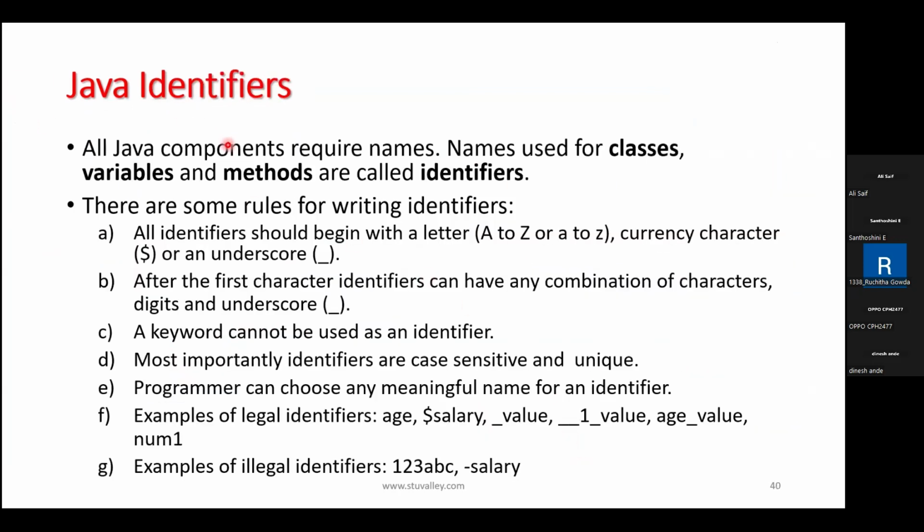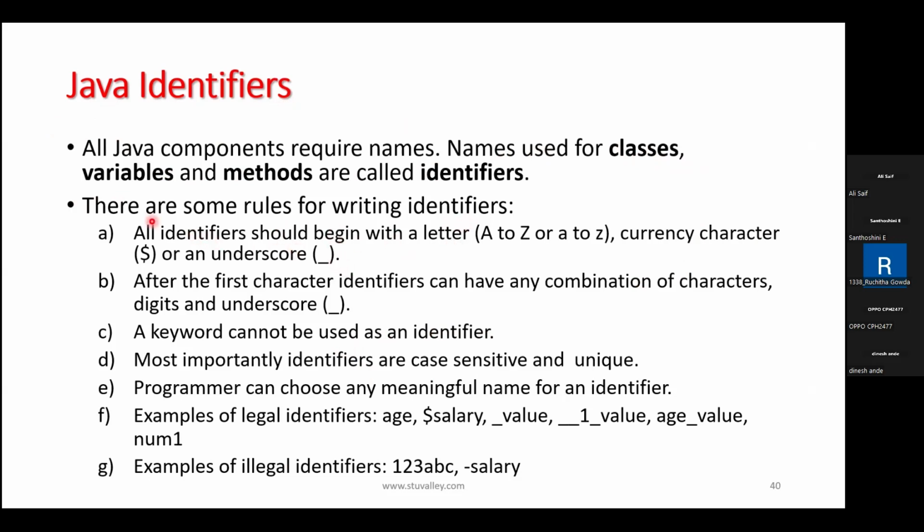Then Java identifiers. Identifiers are nothing but the class names, method names, and variable names which we are going to create in our Java program. All are known as Java identifiers. There are some basic rules to write these. Class names कैसे लिखने हैं, variable names कैसे लिखने हैं, method names कैसे लिखने हैं. What should be the correct way to write these identifiers? Those are listed here.